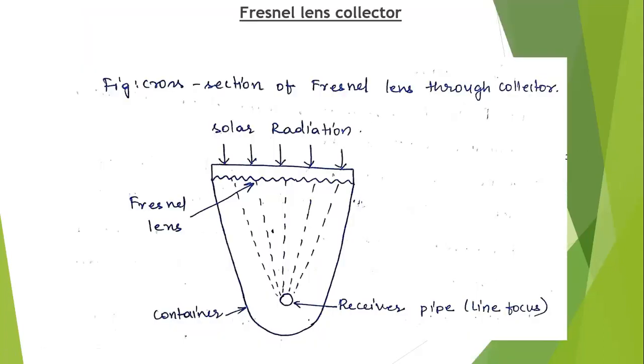The next type of collector is the Fresnel lens collector. If you see the diagram, we can see the cross-section view of the Fresnel lens collector. This is the solar radiation, this is the space where solar radiation will be entering, and these are the Fresnel lenses. The solar radiation entering this equipment is gathered by the Fresnel lens, and the Fresnel lens makes the solar radiation be focused onto the receiver pipe, and this is the container. This is the receiver pipe.